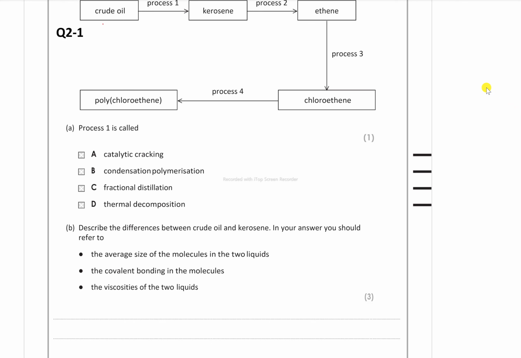Process 1. You're taking crude oil and making it into smaller pieces. It's called catalytic cracking. Why is it called catalytic cracking? You use a catalyst called alumina and silica.